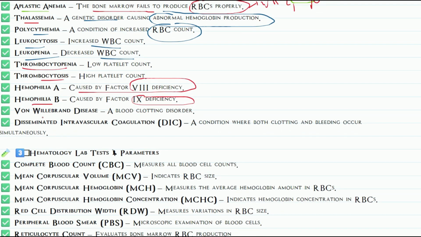Another one, we have von Willebrand disease. It is a type of disorder in which there is no proper formation of clotting, right? Von Willebrand factor is an important factor, and if it is absent, then hemophilia A is also present, because factor 8 is present on the surface of von Willebrand factor.